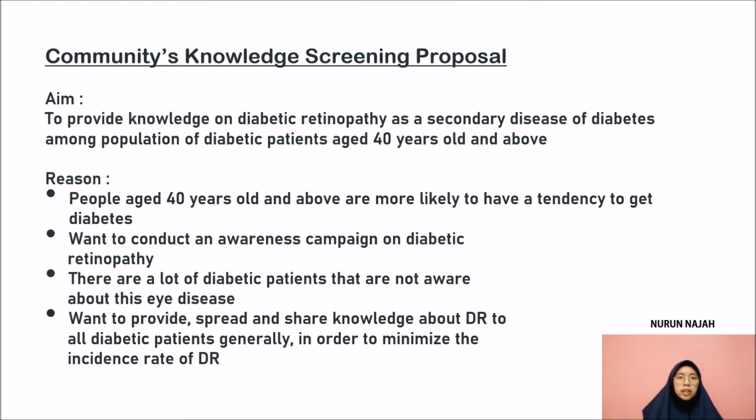Next is the community's knowledge screening proposal. The aim is to provide knowledge on diabetic retinopathy as a secondary disease of diabetes among the population of diabetic patients aged 40 years old and above. The reason for choosing this target group is because people aged 40 years old and above are more likely to have a tendency to get diabetes.